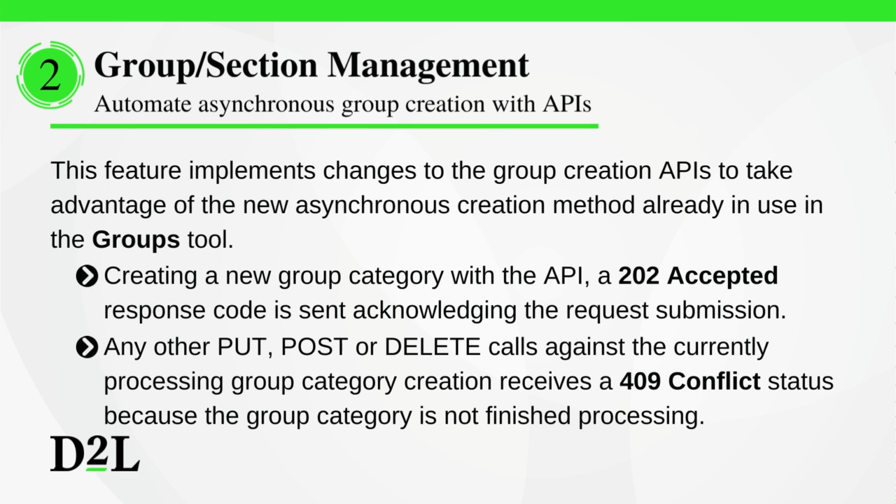This feature implements changes to the group creation APIs to take advantage of the new asynchronous creation method already in use in the Groups tool. Upon creating a new group category with the API, a 202 accepted response code is sent acknowledging the request submission. Any other put, post, or delete calls against the currently processing group category creation receives a 409 conflict status because the group category is not finished processing.